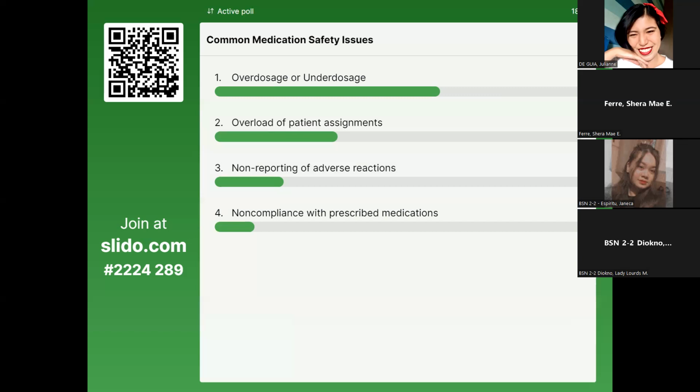Either overdosage or underdosage can really harm the client, because there is a perception that overdosage is the one that may cause harm rather than underdosage. I think it's both. For example, if the client experiences overdosage, this may cause the possibility that multiple organs will be damaged. This may lead to a toxic effect that may cause harm to the tissues and cells.